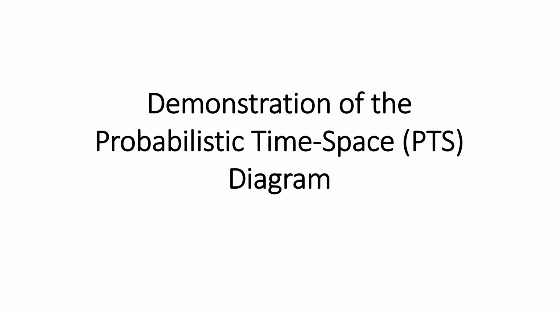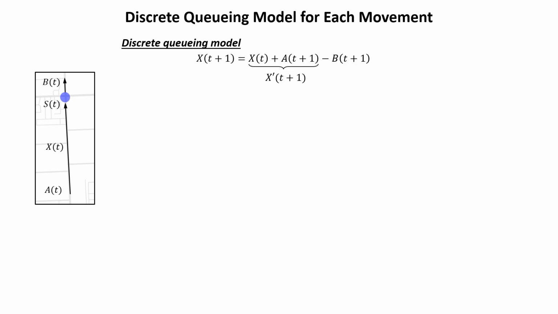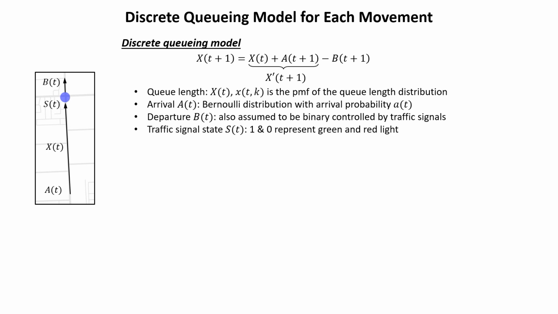This is a demonstration of the probabilistic time-space diagram. Each movement is modeled by a discrete queuing model. The queue length of the next time step x_{t+1} is calculated by adding the arrival a to the current queue length and subtracting the departure b.